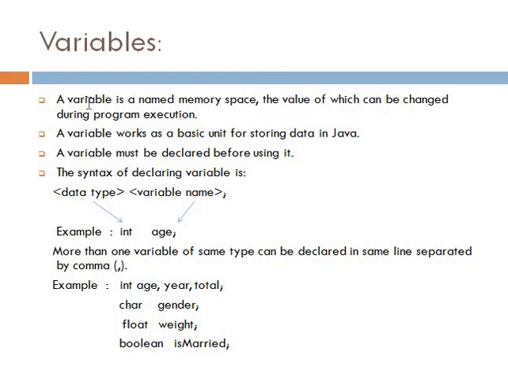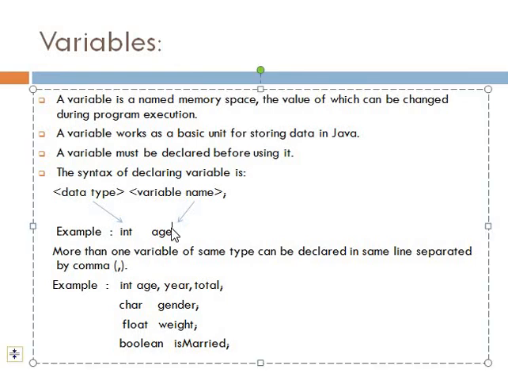Now remember that a variable is a named memory space, the value of which can be changed during program execution. That means the value assigned to a particular variable need not remain the same. It can even change later on. Say for example, if you supply the value 2 to this variable called age, you can in fact change this value from 2 to 7 or say 2 to 9 during the program execution.